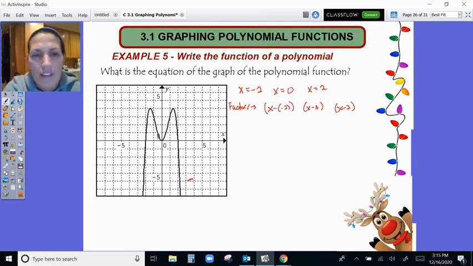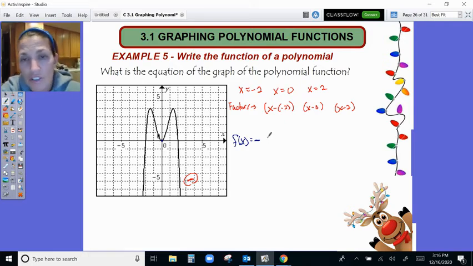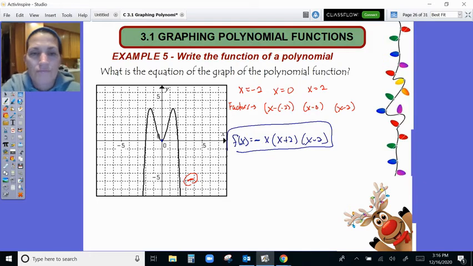This time I'm going down on the right-hand side, so I know I'm going to have a negative leading coefficient. So my f of x is going to be equal to a negative. And I know I have a y-intercept here that's just 0, I just have a single 0 there. So that's going to be x times x plus 2 times x minus 2. And that's our equation of our function.